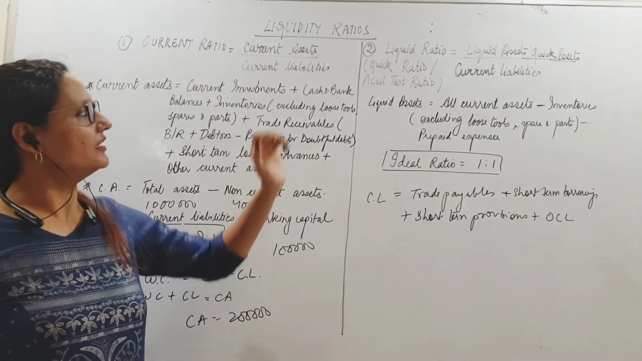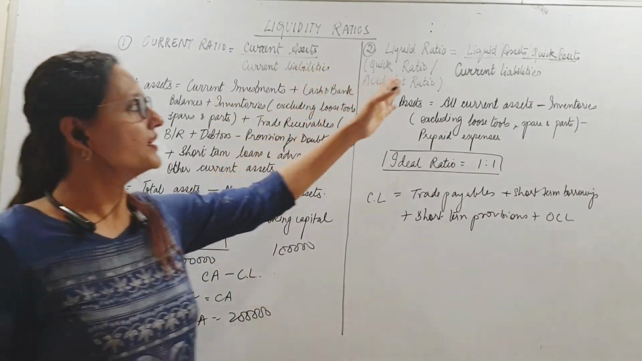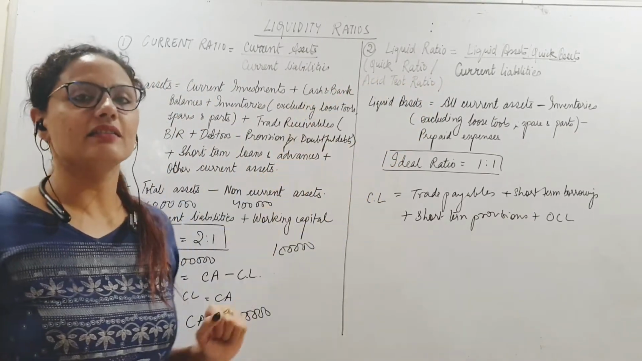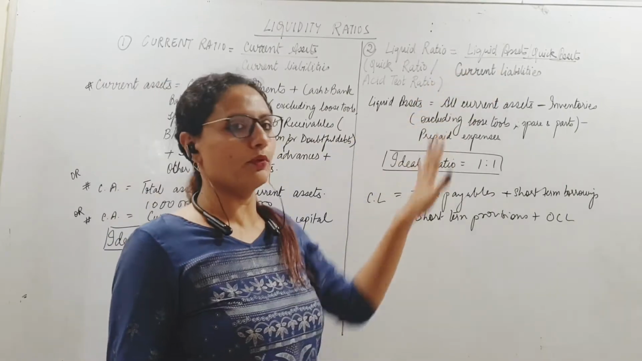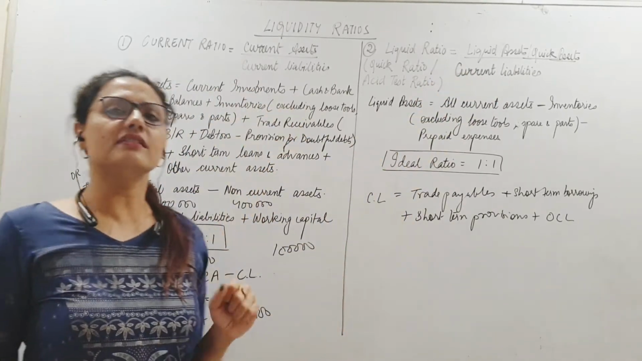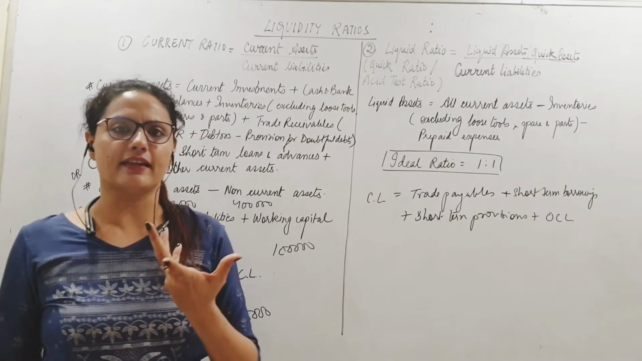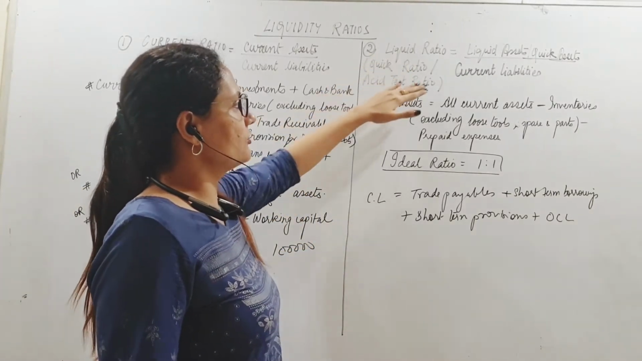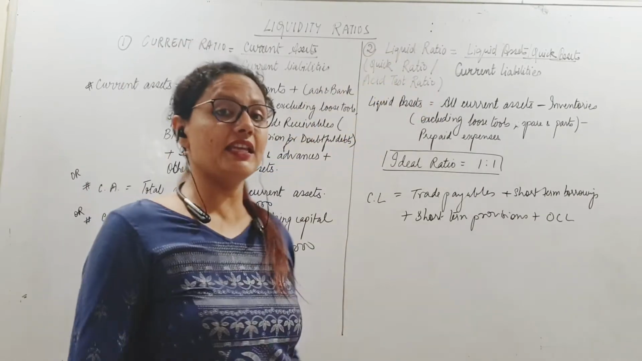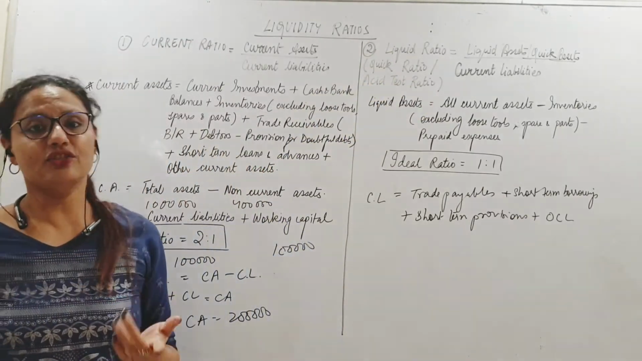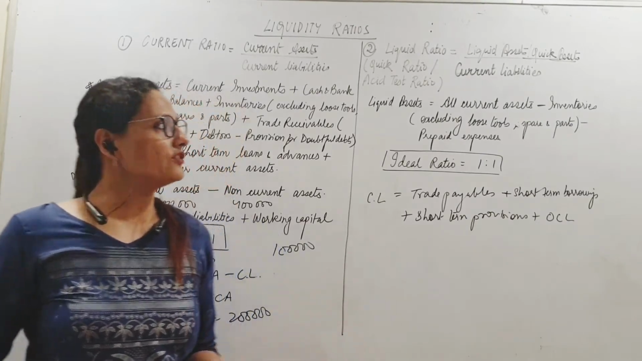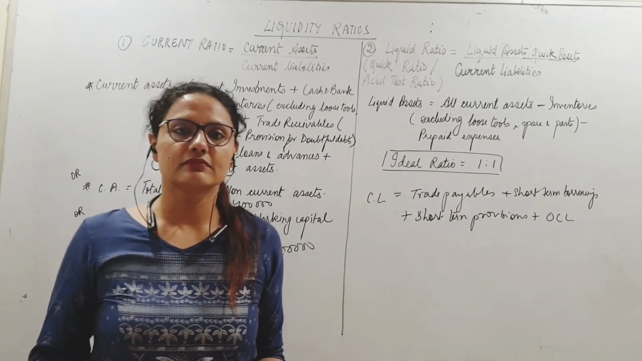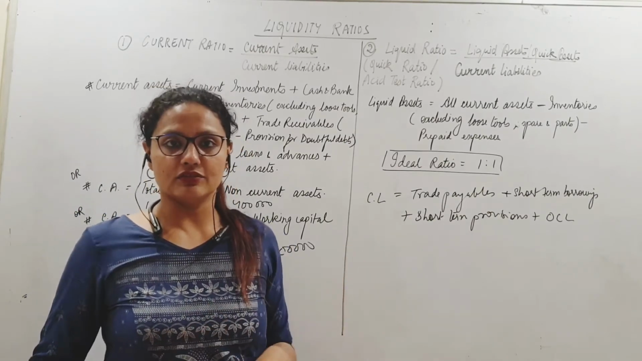The second ratio, the formula is liquid ratio: liquid assets, or we also call them quick assets, by current liabilities. So current liabilities, this component you already know. Let us find out what is the meaning of liquid assets or quick assets here. These are the different names given to the same thing: liquid ratio, quick ratio, or acid test ratio. These are the three names given to the same ratio, and you should know the names because your question can ask you in any which way, right? Calculate acid test ratio. You should know it is the liquid ratio, correct?